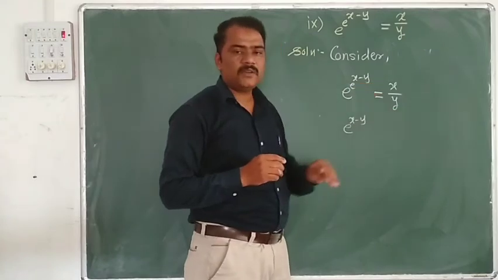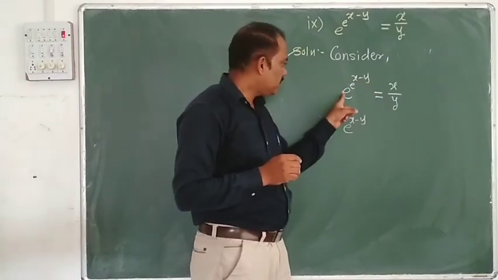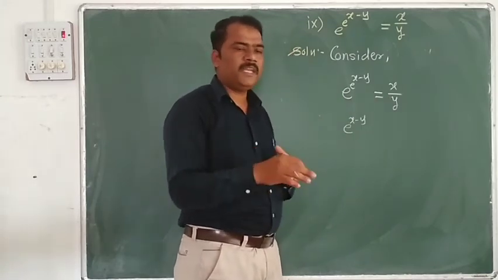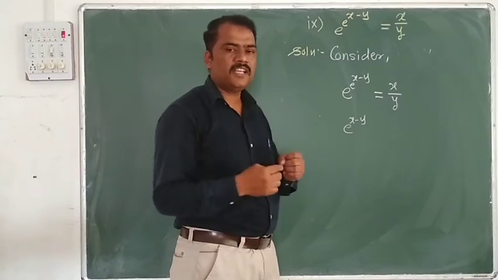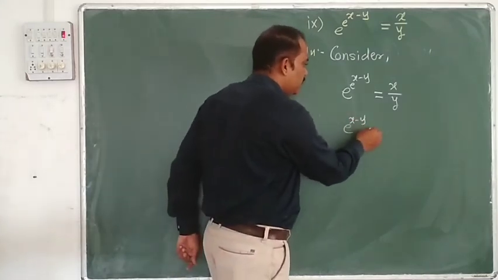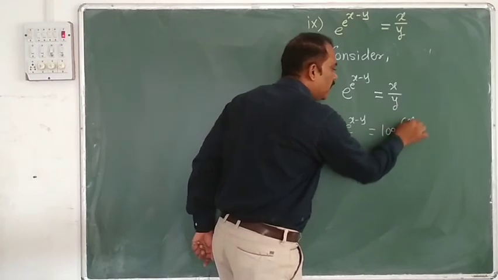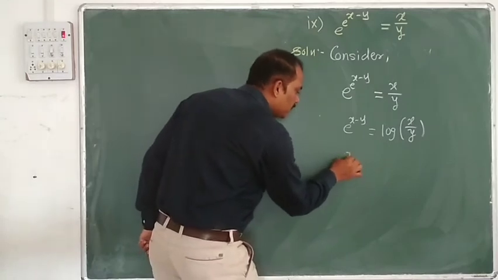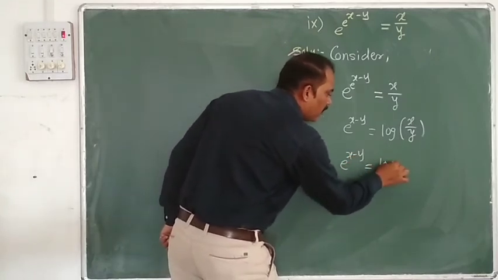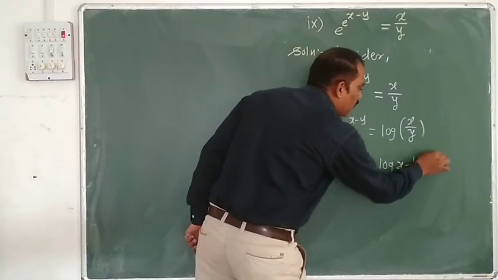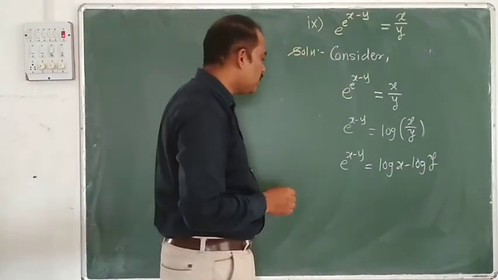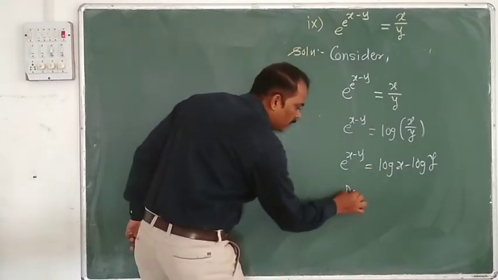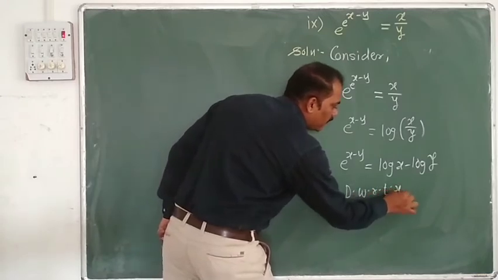When we convert the exponential form into logarithmic form, this base e goes to the RHS and it becomes a log with base e. So e raised to x minus y is equal to log of x divided by y to the base e. Then this becomes log of x minus log of y by using the rules of the logarithm. Now we have to differentiate this with respect to x.